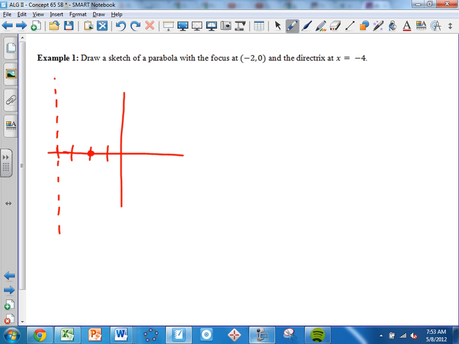Now, with that in mind, take a look at this one. You have x equals -4, which makes you think of the vertical asymptotes. When we had vertical asymptotes, they were simply vertical dashed lines. So you can think of your directrix like that. That's fine. Now, if this had said y equals 7, somebody describe to me what that would look like.